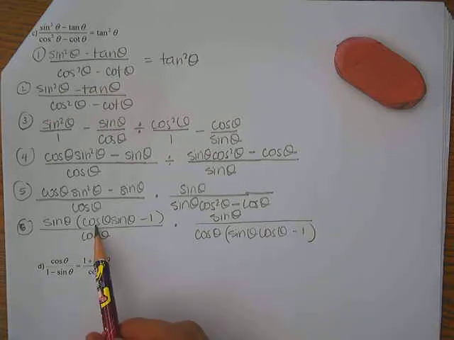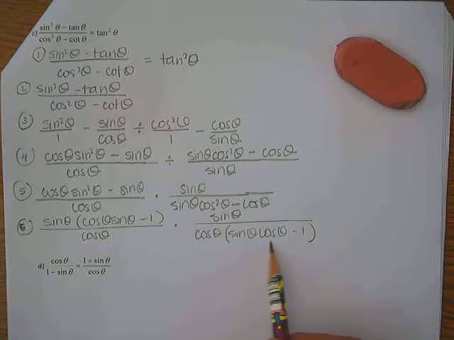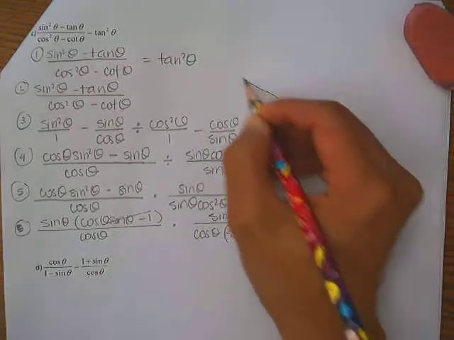As you can tell, cosine of theta times sine of theta minus 1 is the same thing as sine of theta times cosine theta minus 1, right? Because when you multiply, it's commutative, so this can be first, so that can be first. So those two will cancel. You continue up here.